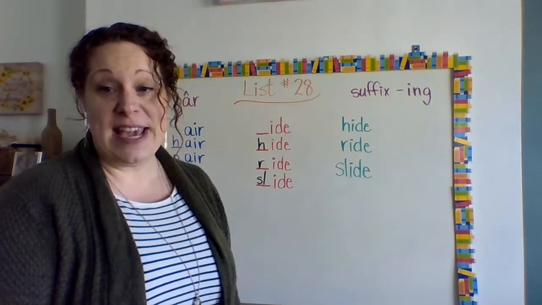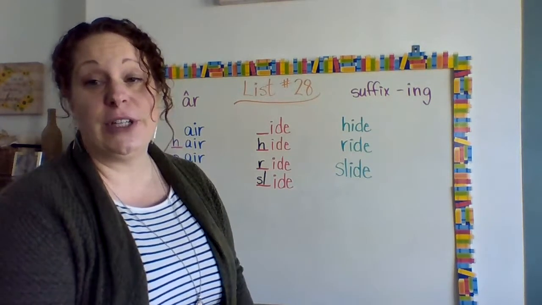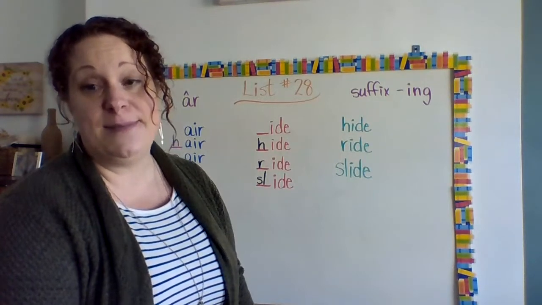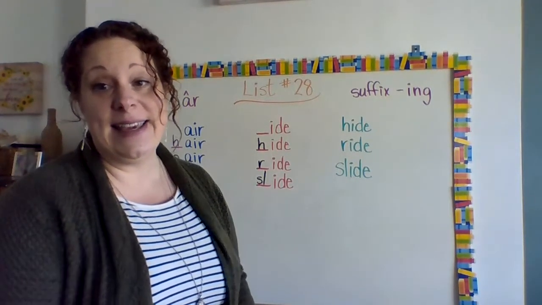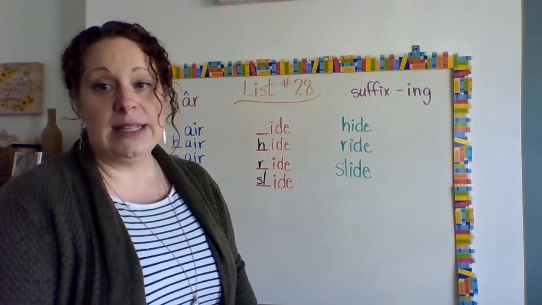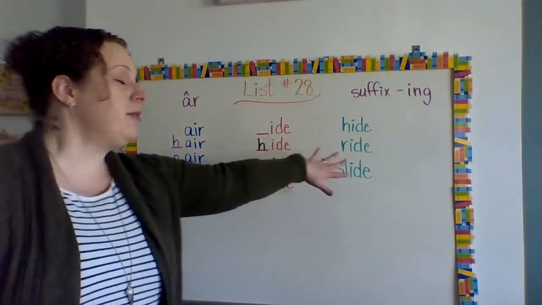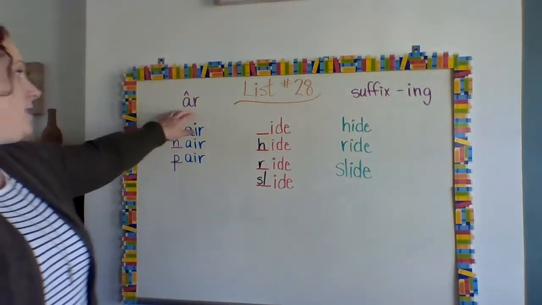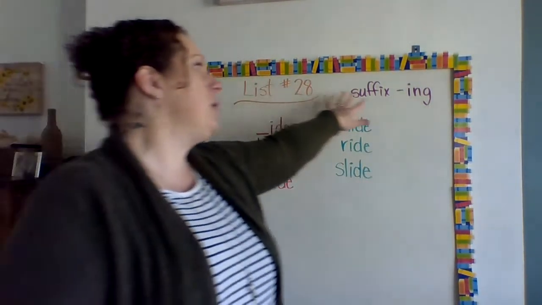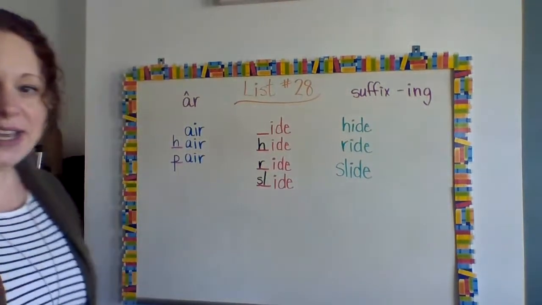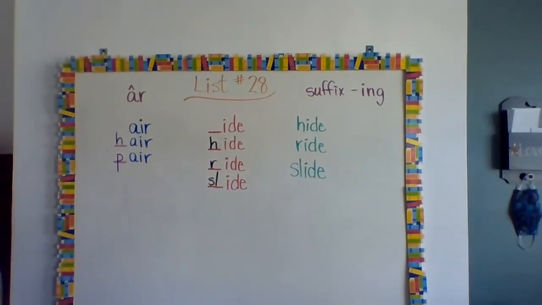Now we're on list 28 for spelling. So I want to go over just a few of the little hints and tips and rules in spelling that I can give you to help with your list this week. So we have our word families up here on the board. And I have this little guy up here, this rule, and then we're going to be working with the suffix ing. So follow me up here to the board.